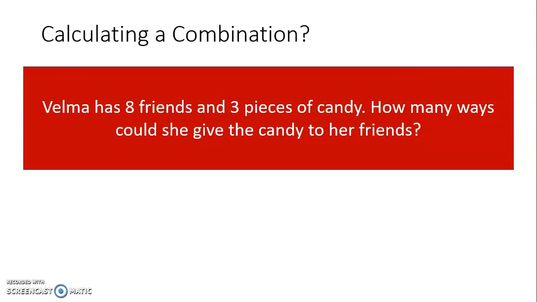Now, if it doesn't matter what order we're going in, so we're going to do a combination. So Velma has 8 friends. She's giving out the candy. This is the example from earlier. How many different ways could she give out the candy to her friends so that each person ends up with a piece of candy?